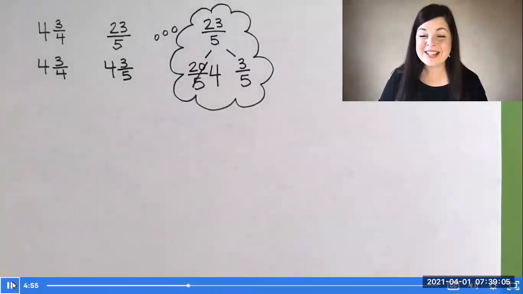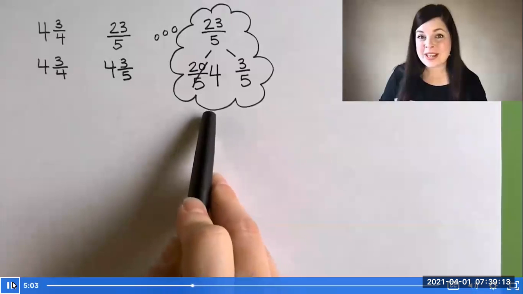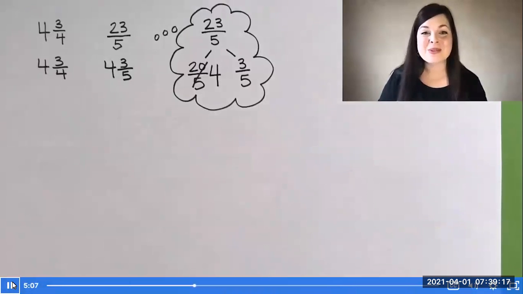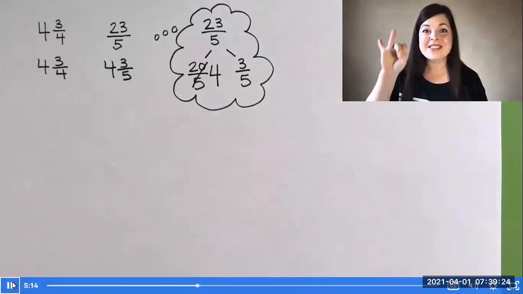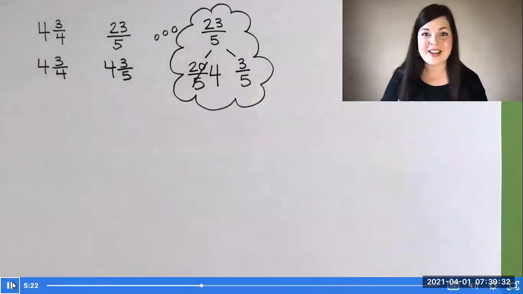Welcome back. So what is 23/5 renamed as a mixed number? It's 4 3/5. This is one way that you may have thought about it. This is how I thought about it, but it's not the only correct way. Here's what I did. I skip counted by 5/5, since 5/5 equals 1, like this. 5/5, 10/5, 15/5, 20/5. 20/5 is equal to 4 ones, and then I still had 3/5 left, so 4 3/5.